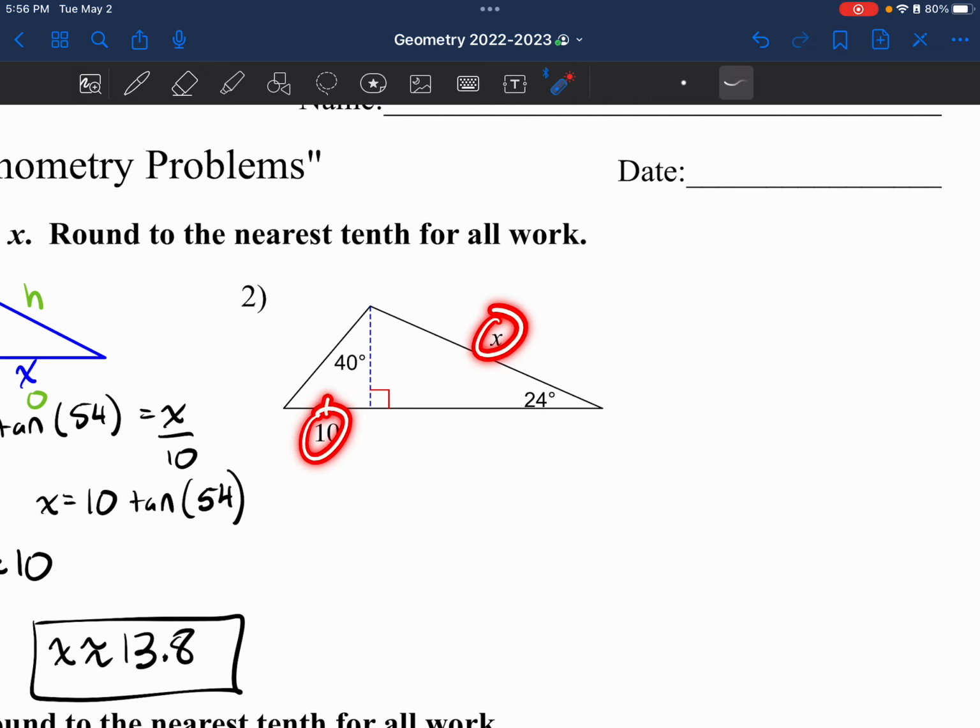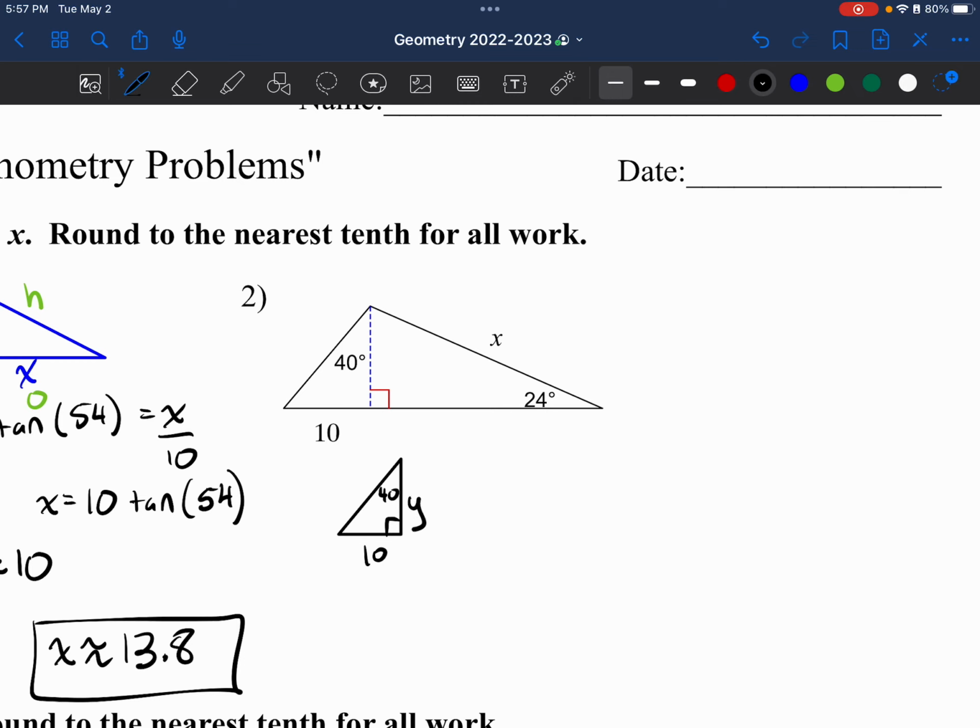So I'm going to go from 10 to this height, and then from this height to this hypotenuse. So let me extract this triangle on the left and see what we're dealing with. We have this triangle on the left, and this triangle has a length of 10, an angle of 40 up here in the top right. And then we'll label this y. This height here is going to be y. Let's go ahead and label our O, A, and H. Opposite of 40, and this is going to be the adjacent and hypotenuse.